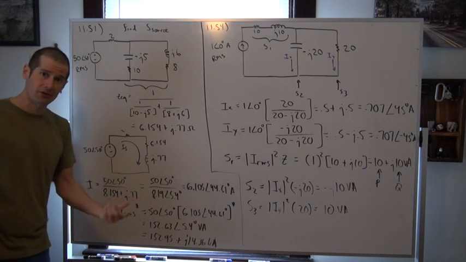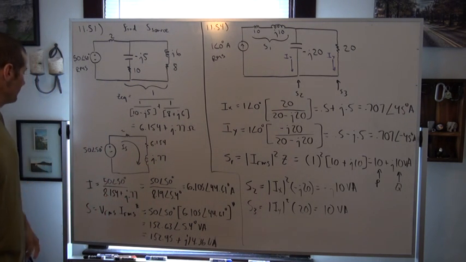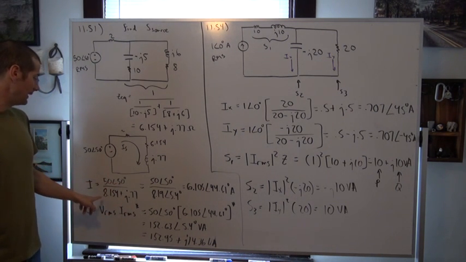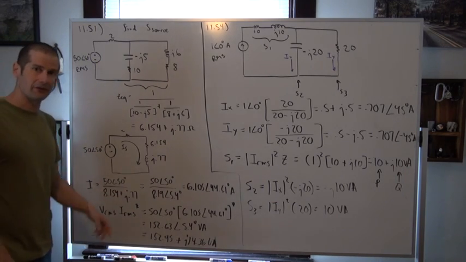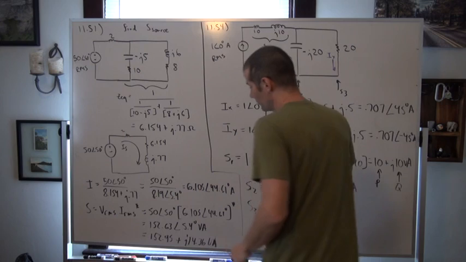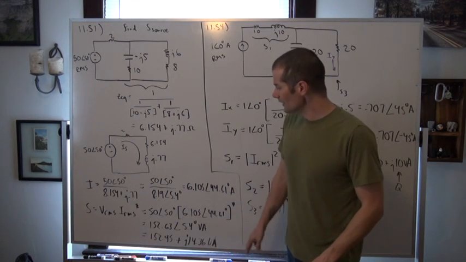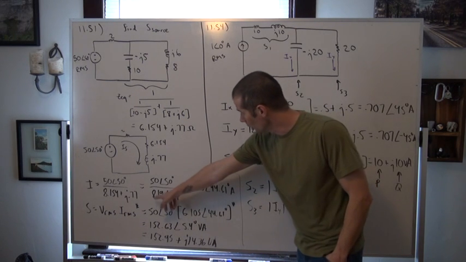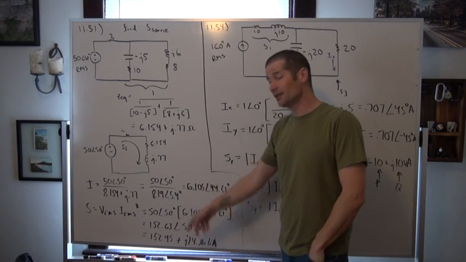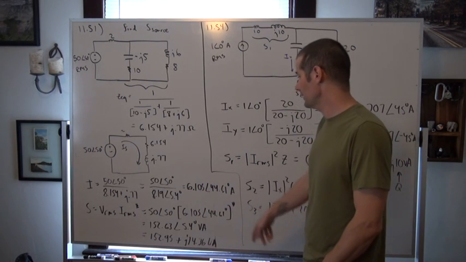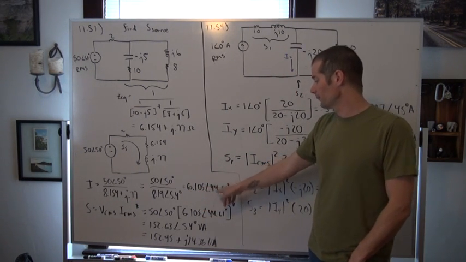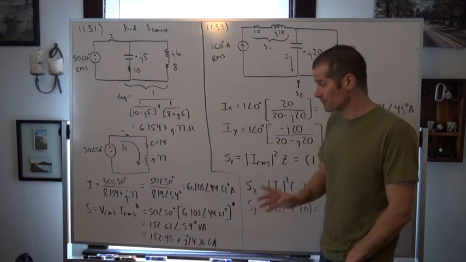So we found the source current. We find the source current simply by saying 50 at an angle of 50 degrees over 8.154 plus J.77. The conversion here would be 50 at an angle of 50 degrees over 8.19 at an angle of 5.4 degrees, and that came out to be a current of 6.105 at an angle of 44.61 degrees amps.